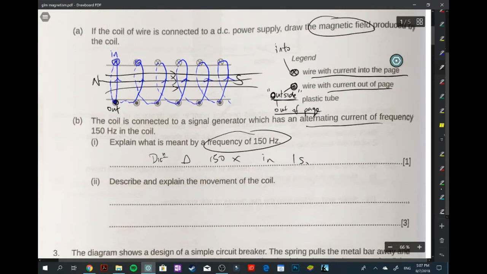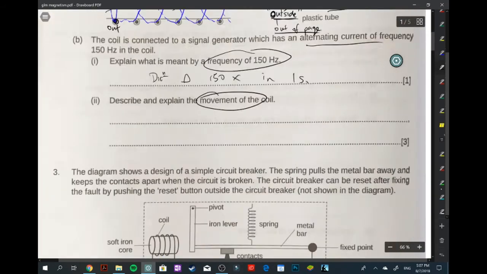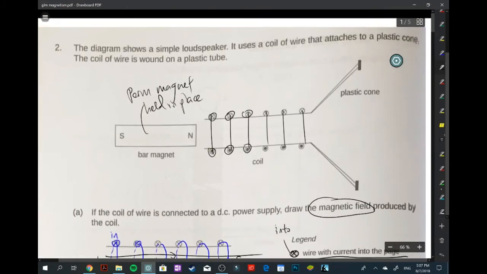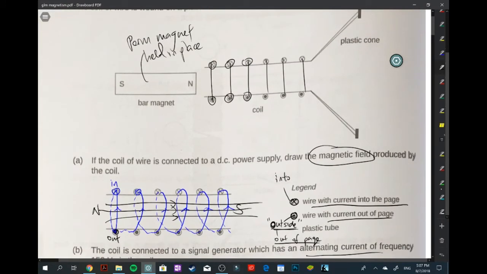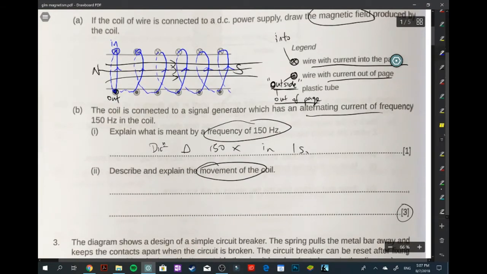Now the movement of the coil. This is a 3-mark question. First thing first, the movement of the coil. When the coil is north and this is south, what happens is a repulsion. But of course, when the current changes direction, the polarity changes as well, and then you have attraction. It's exactly what we talked about earlier on the black screen. So what will happen to the coil? The coil will move back and forth towards the magnet.